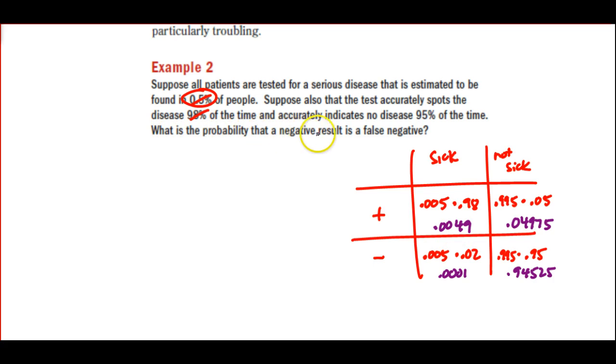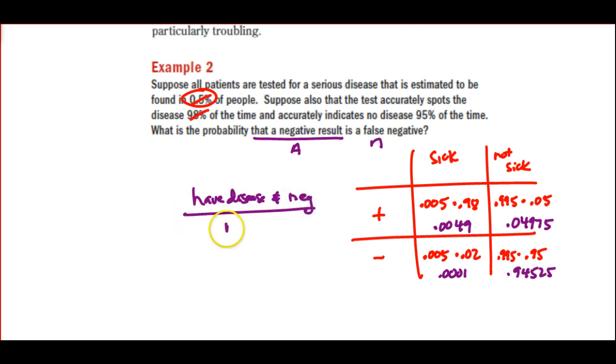What is the probability that a negative result is a false negative? First thing listed here is negative result. That's going to be event A. And the negative result that's a false negative, that's going to be the intersection. So I want to put that you have the disease, but your test is negative, divided by a negative result. So you have the disease, but you get a negative result. So that's sick but negative. That's going to be 0.0001 on top.